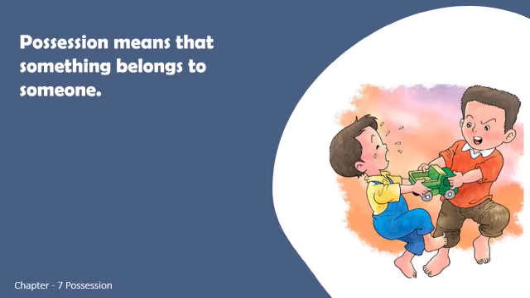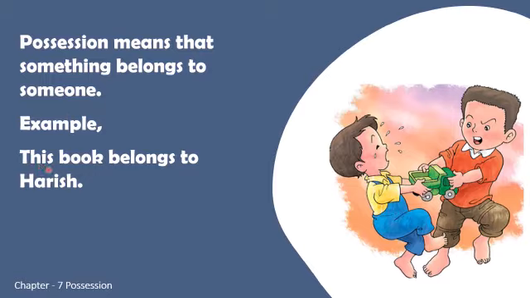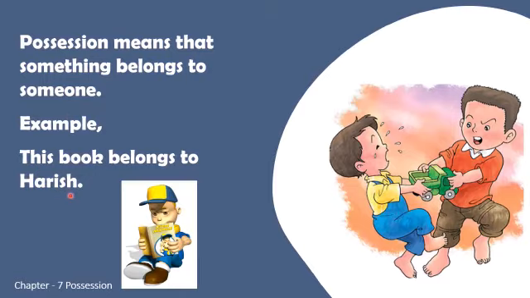So what is this actually? This is called possession. Possession means that something belongs to someone. It can be your sister's book, it can be your book, it can be your mother's book, all right? A thing which belongs to someone means possession. Let's see an example. This book belongs to Harish. See, he is Harish and this is his book and he is reading. So when something belongs to someone, it is called possession.